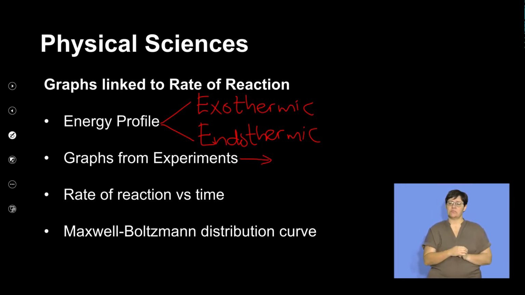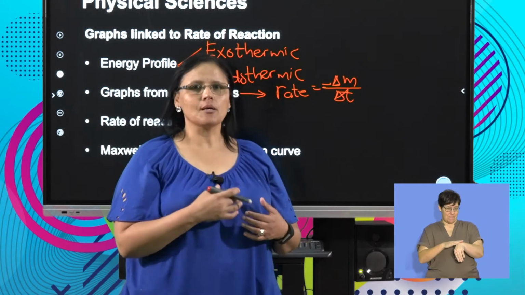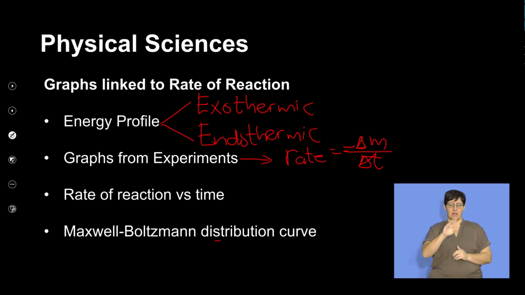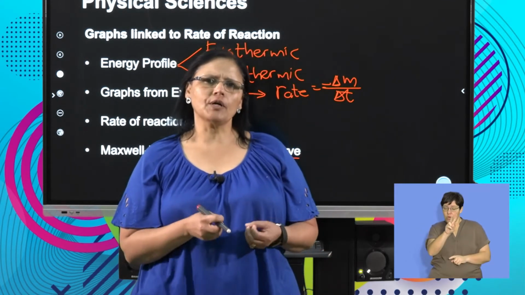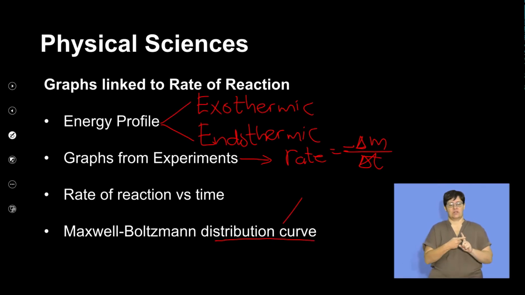These graphs will now be the typical rate is equal to minus change in mass over delta t. Then we will look at the rate of reaction versus time. In other words, not what changes, but the rate over time. And the last type will be the Maxwell-Boltzmann distribution curve. This Maxwell-Boltzmann distribution curve, we will link back to the collision theory, where we look at a microscopic level of the particles here. So we will link this to the collision theory as we've done in a previous session.